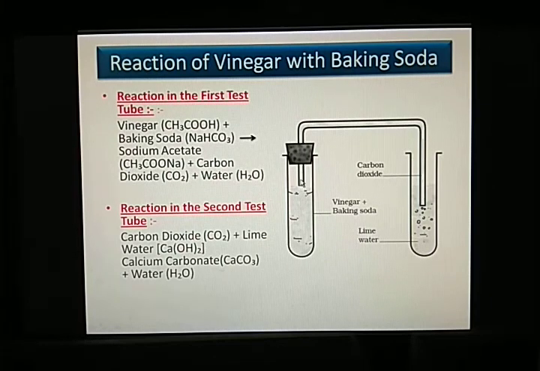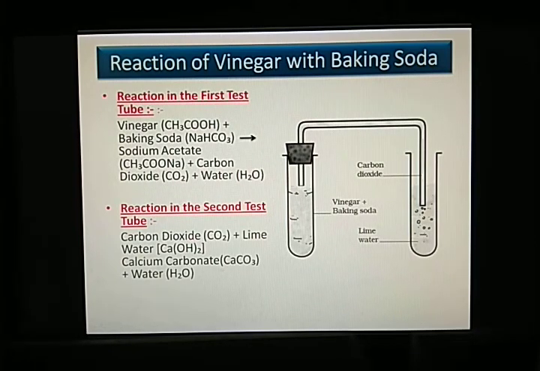From the reaction, some gas will be evolved and it will move on through this bent tube and reach this test tube. And as soon as it reaches here, it will react with what? Lime water. So the chemical formula for lime water is Ca(OH)2. Clear?